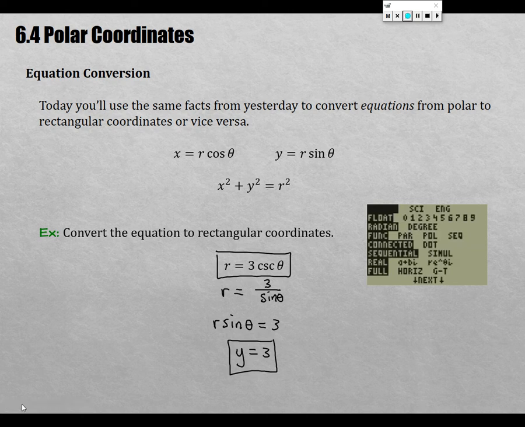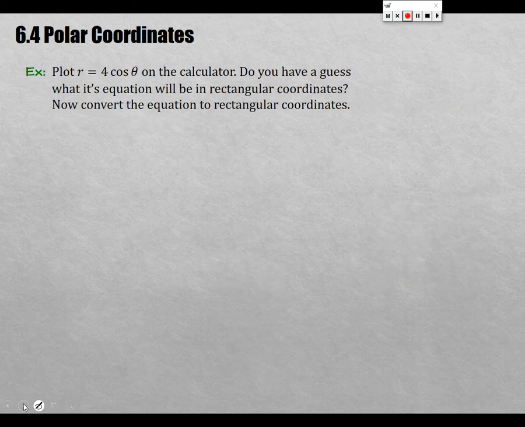When you're ready and you're having fun with this polar mode in your calculator, try graphing this one, r equals 4 times cosine theta. Try graphing that one.